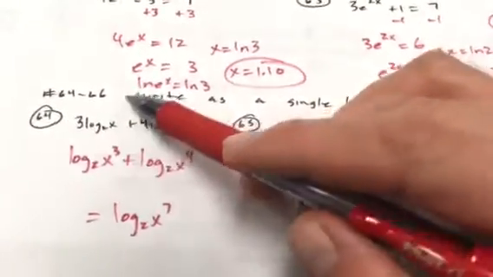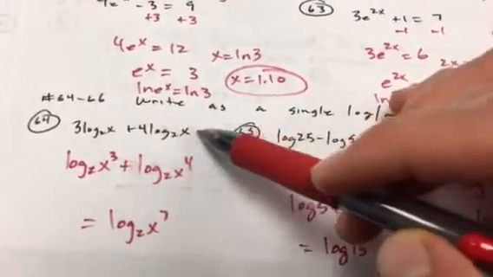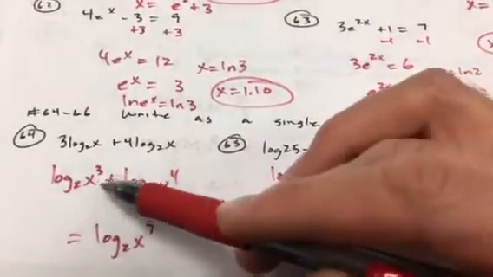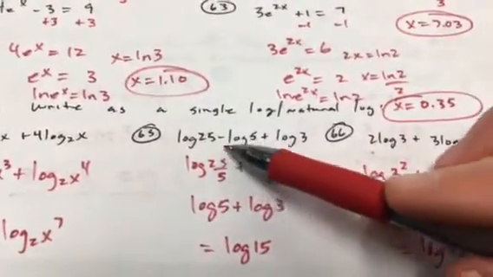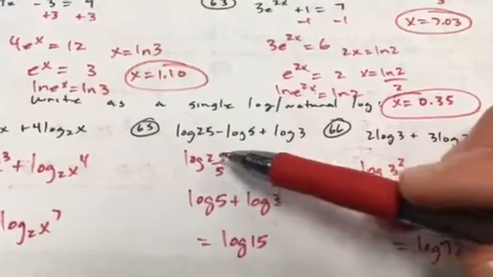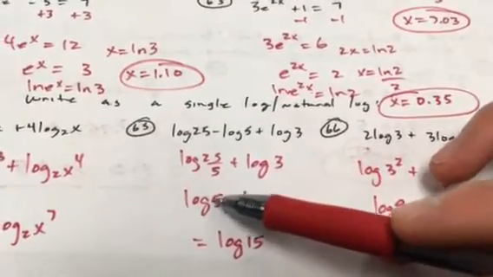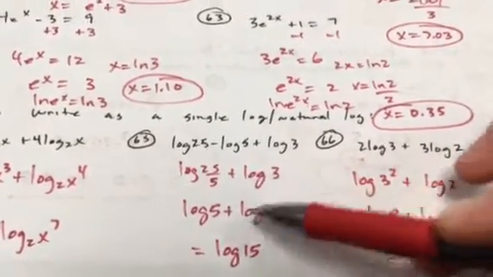A number on the outside means it was originally a power, so bring it on up. Addition in the log world means multiplication. X to the 3rd times x to the 4th is x to the 7th. Subtraction in the log world means division. 25 divided by 5 would be 5 plus log of 3.